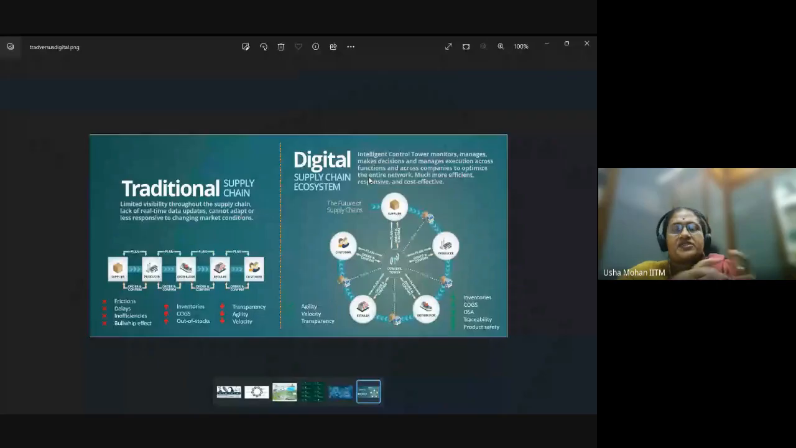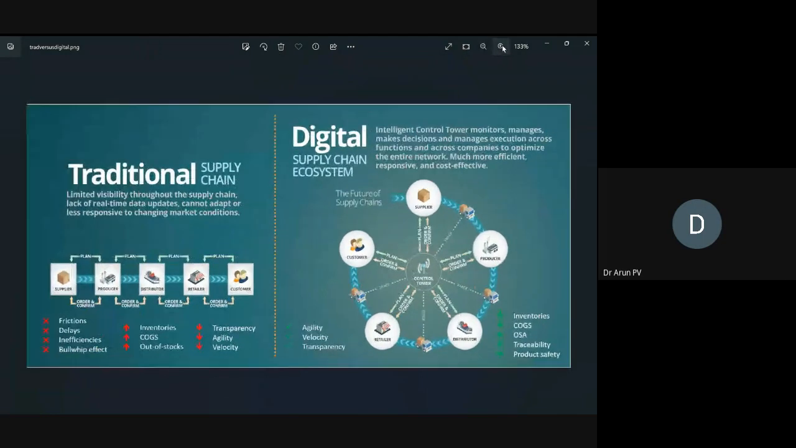So when we talk about supply chains, is this picture visible? Is it good enough, or do you want me to zoom it up a bit? Is it visible, ma'am? It's visible.